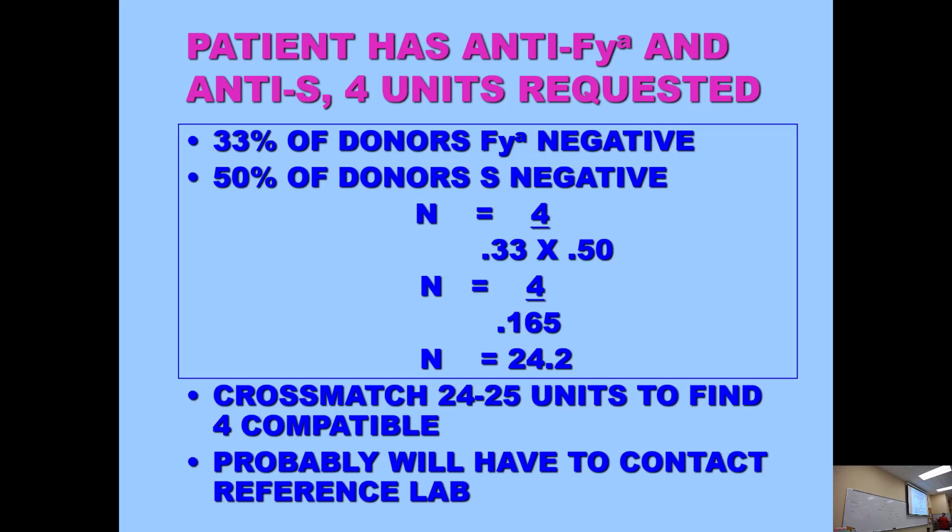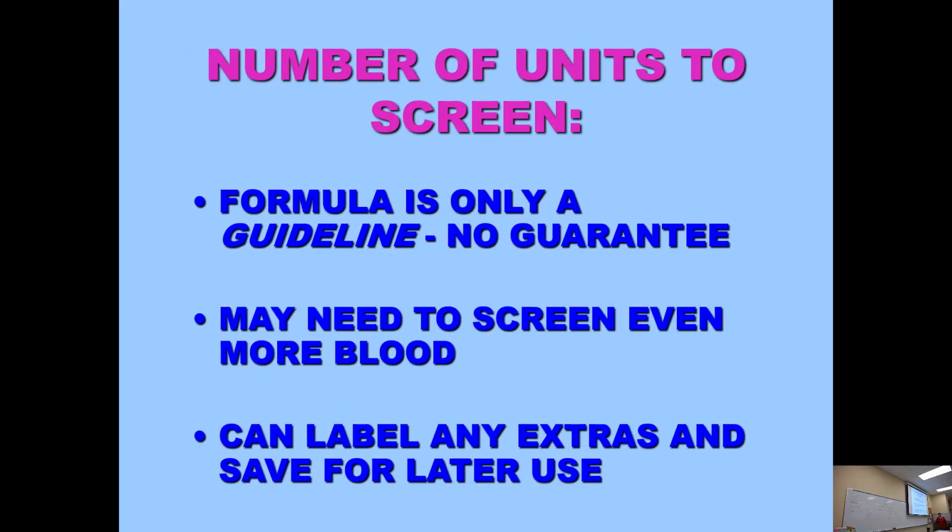When you start getting this high, you probably have to contact reference labs, because a lot of hospitals aren't going to have that many units on staff. So this is only a guideline. This formula is a guideline. There's no guarantee. You might do those 25 units and only have 2. You might have to keep going, because there's no way to know what your stock is and which ones you grab, right?